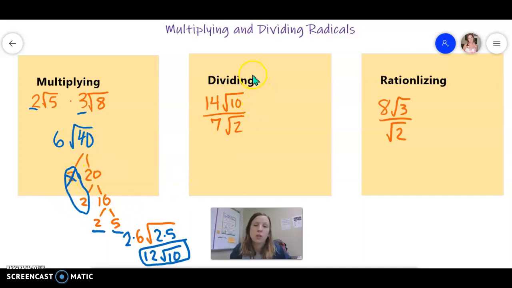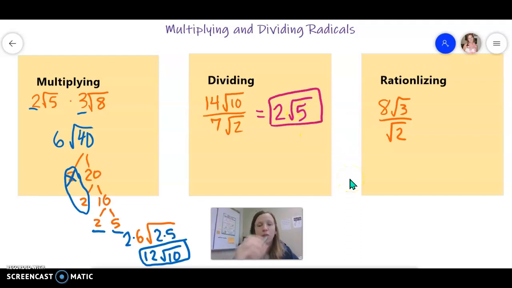Okay? So division is very similar. When you are dividing the numbers that are on the outside of the radicals, the coefficients, 14 divided by 7 is 2. And then you're dividing the numbers that are on the inside of the radicals. So radical 10 divided by radical 2 is radical 5. And then, of course, we look to see if we can simplify it if possible. Since 5 is a prime number, I cannot create a factor tree with 5, and it does not need to be simplified. It's already in its simplest form.